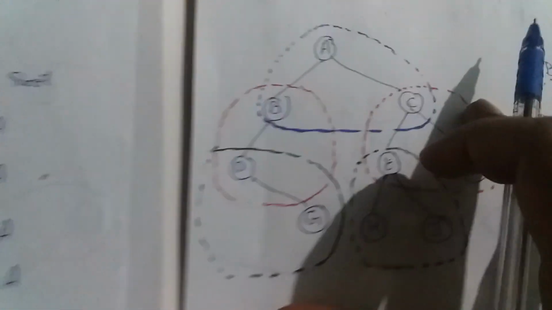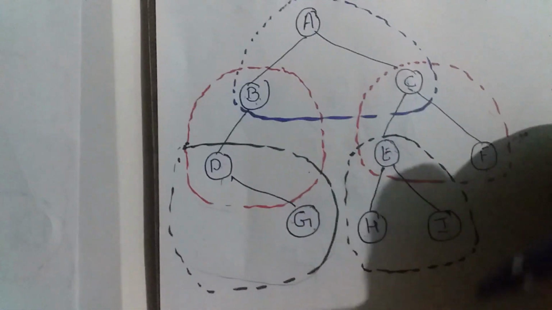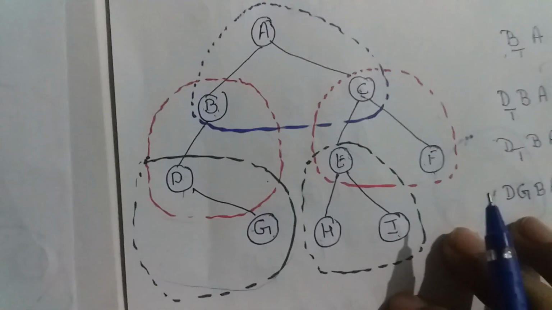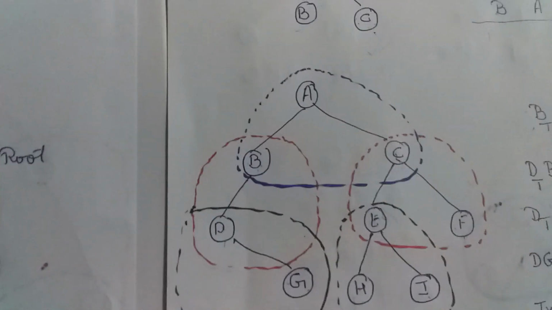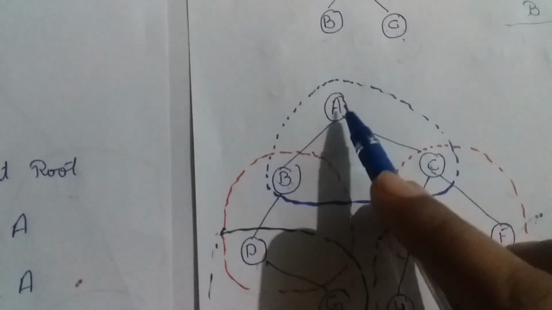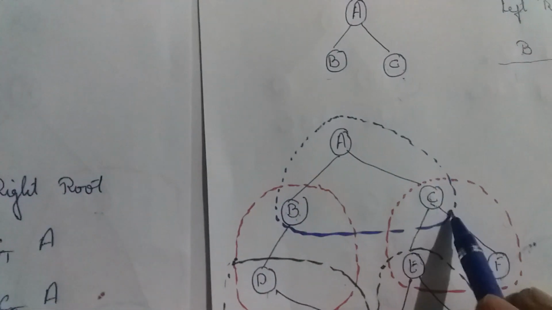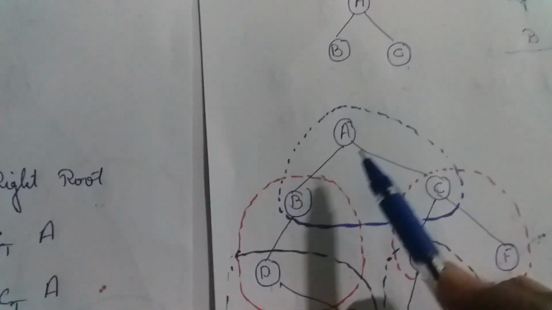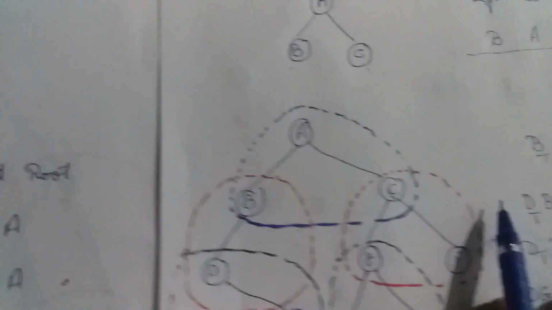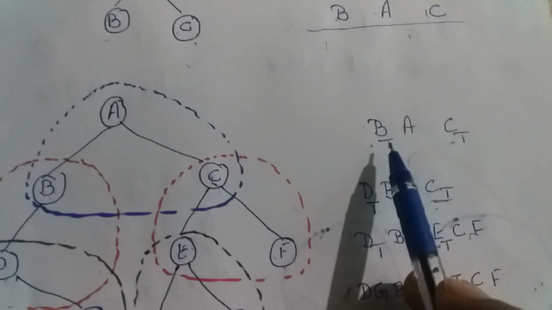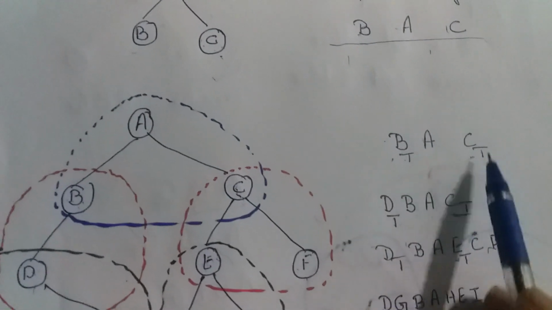Now again apply the same: consider one more tree here and apply in-order traversal for this tree. The first subtree I am considering is left, root and right. In-order traversal is to visit the left subtree, root and then right. So you can see here I have written B, A and CT.